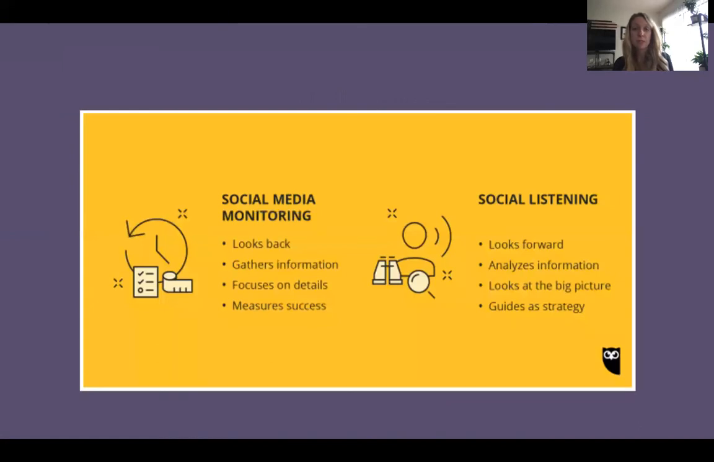And finally, there's a big difference between social media monitoring and social listening. There's a ton of programs out there that can do both, but it's important to understand the difference between the two. So social media monitoring is looking back. This is the analytic side of things. This is gathering information, focusing on those important details, measuring the success. Whereas social listening is looking forward, analyzing information to look at the big picture, people who are mentioning you, keywords that are happening a lot, and really using that as a strategy guide to move forward and be in the right conversations.